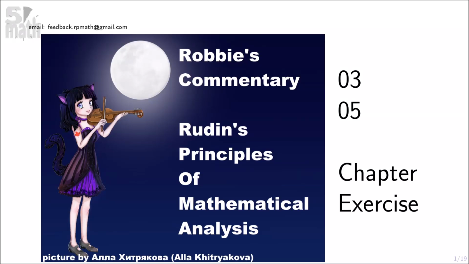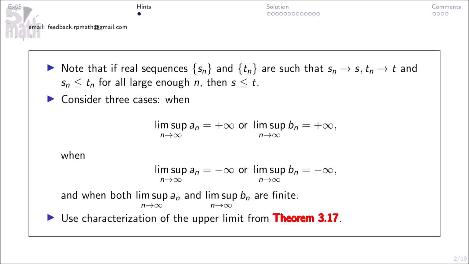Chapter 3, Exercise 5. Note that if real sequences Sn and Tn are such that this and that for all large enough n, then S less than or equal to T. Consider three cases: when this or that, when this or that, and when both this and this are finite. Use characterizations of the upper limit from Theorem 317.